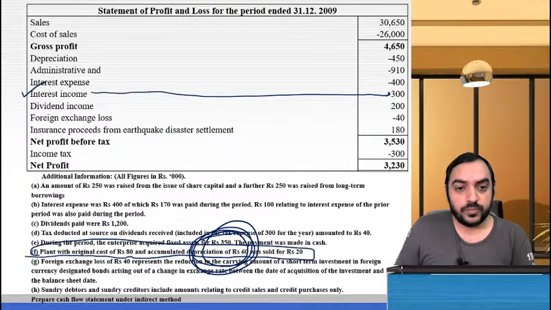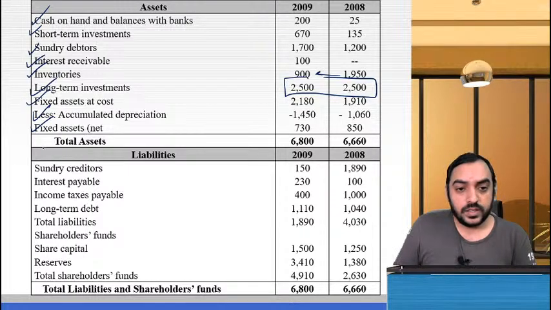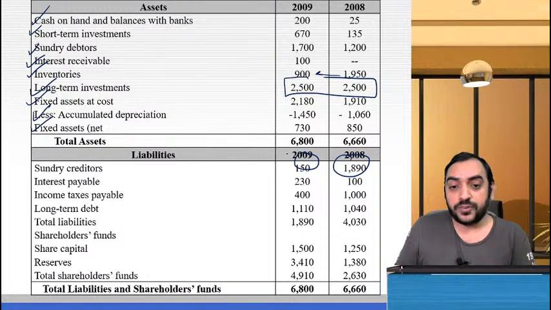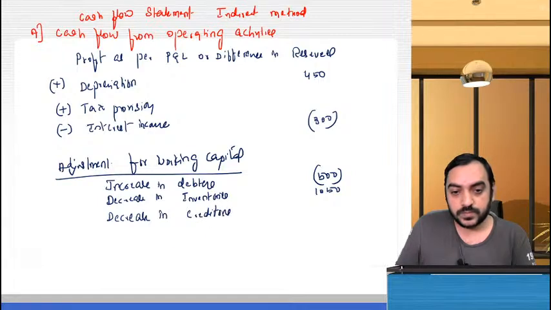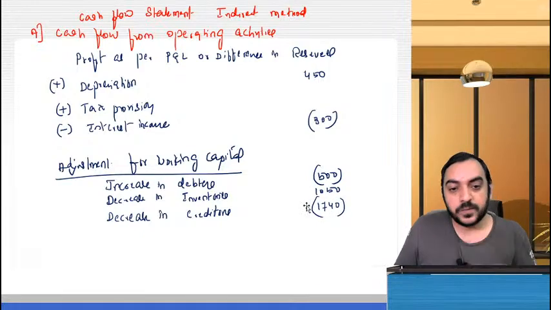Okay, so going back to the balance sheet I was doing, we have considered the depreciation element. Assets is done. Coming to liabilities, 1890 has become 150. Decrease in creditors, that is minus 1740.